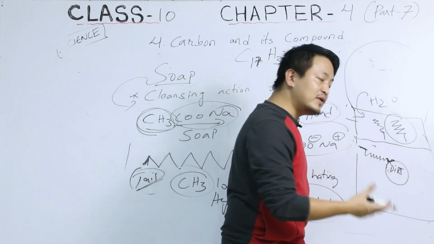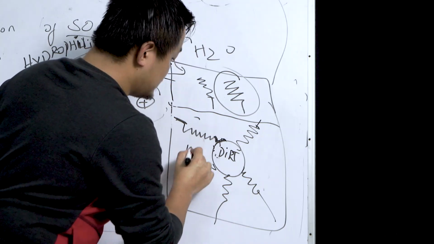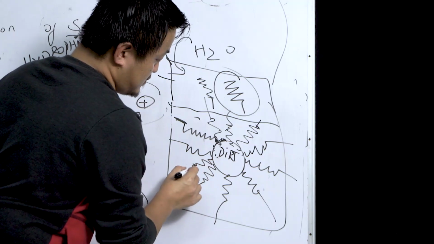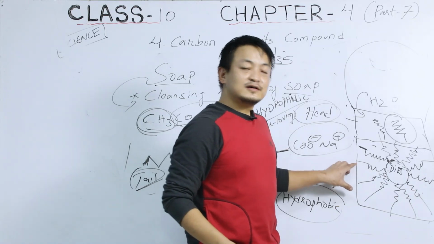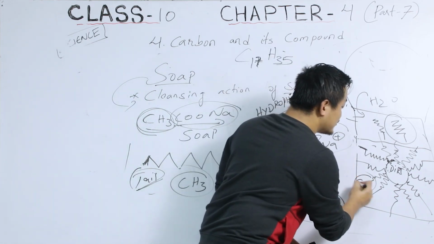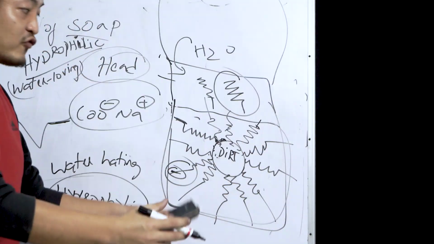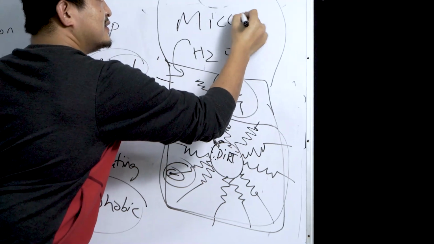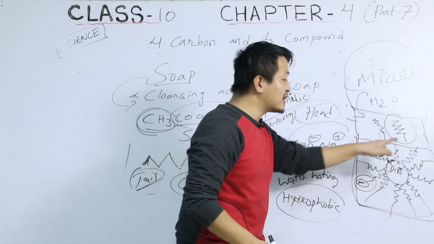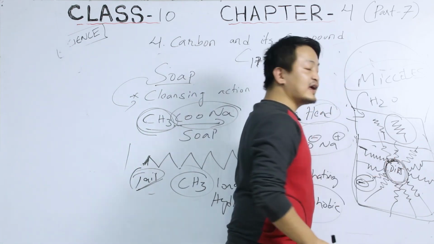So we'll have many soap molecules, right? We'll have many soap molecules. All together, they will form clusters. See, so inside the water, this is how it will look, okay? Since water is polar, the head part, the ion part, will face towards the water, and the tail part will face towards the dirt. Together, they will form a cluster, which is also known as micelles. Micelles. Clear? Micelles means the soap molecules are forming a cluster, right? So this is how the cleansing action of soap takes place.